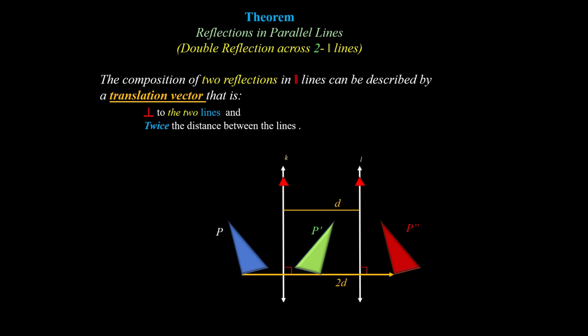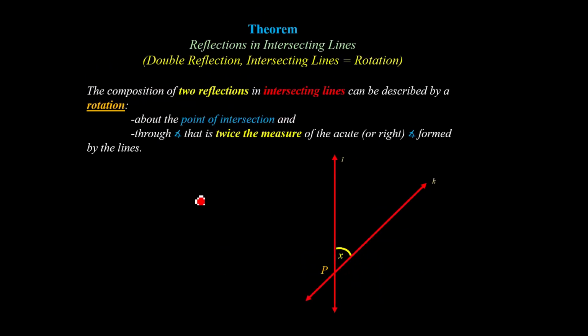I think that's a very beautiful theorem. Okay, so the final theorem in this section is the following. This theorem is also very interesting, I think, and the theorem basically states that if you reflect an object across two intersecting lines two times, then that's equal to a rotation. So this is also about a composite transformation.